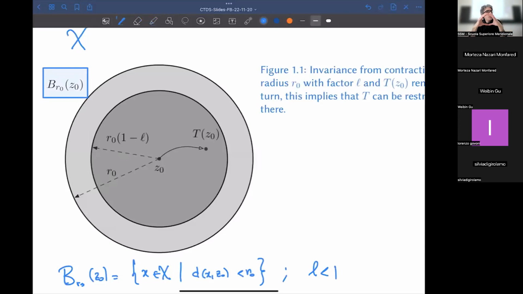What would you like to prove? What would you hope for? What's the best case scenario? Well, the worst case scenario is that every point in the ball maps outside the ball, and that's it. End of game. The game, it was fun while it lasted. It didn't last very long.